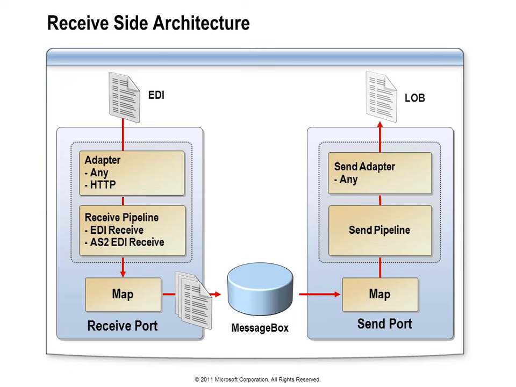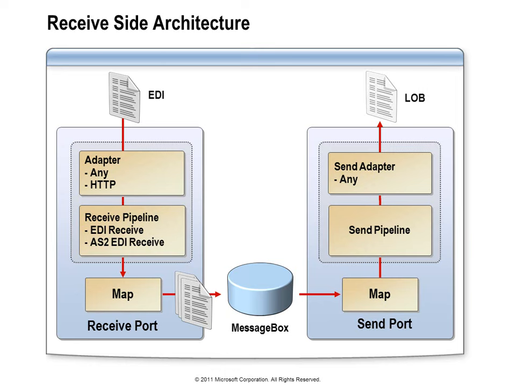On the receive side, you can see we can use any particular adapter, and then we use a receive pipeline here for EDI or another flavor such as the AS2 EDI receive pipeline, or even custom pipelines using the EDI components to do all of the EDI processing on the message. Party resolution figures out who the sender is and the receiver. We can look up information about how to disassemble that message from the schemas, for example.